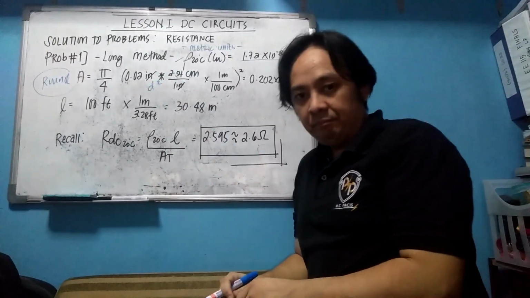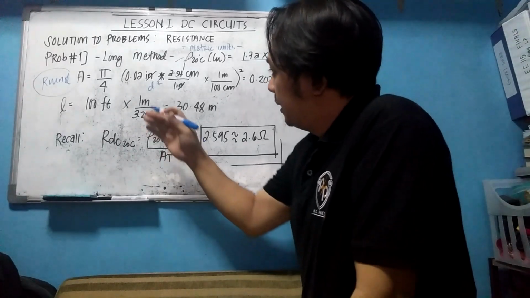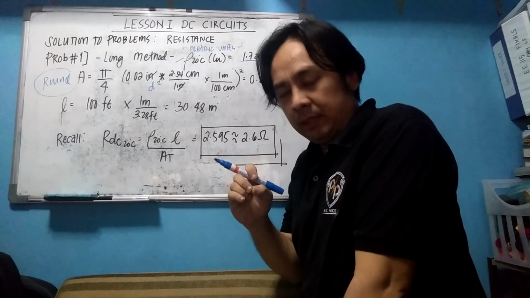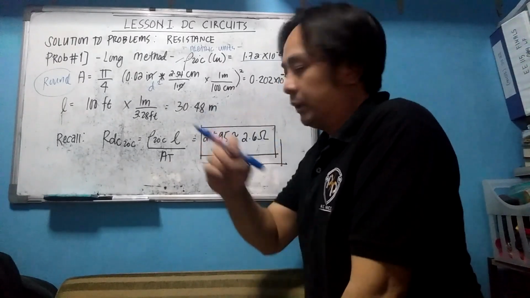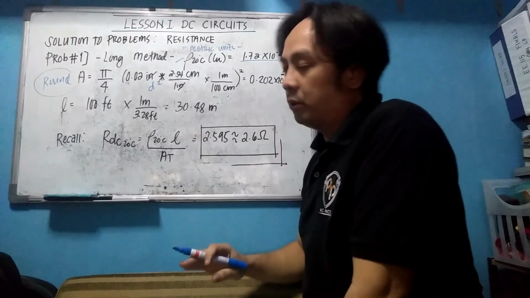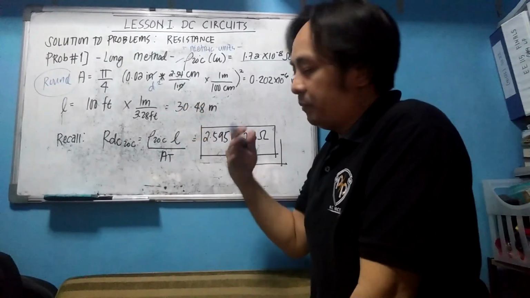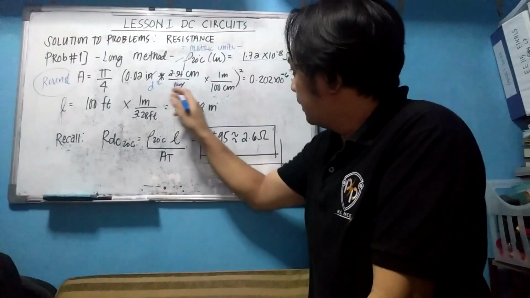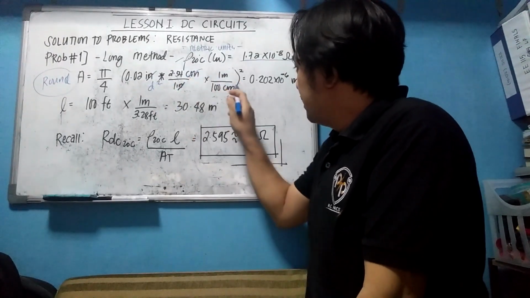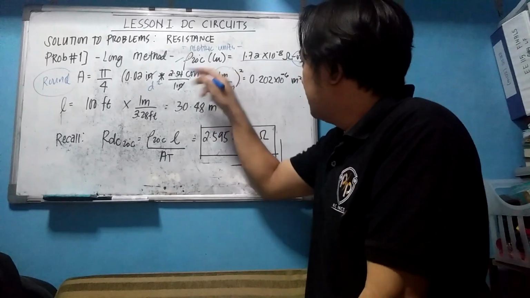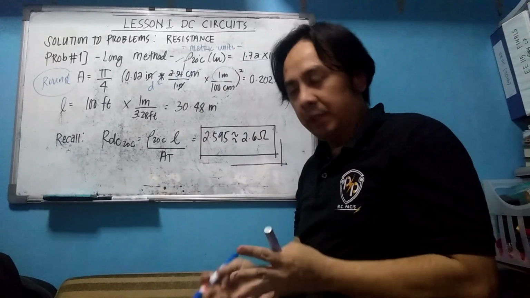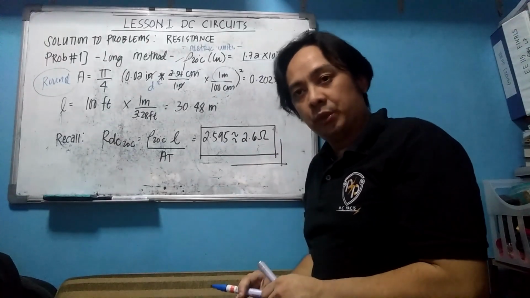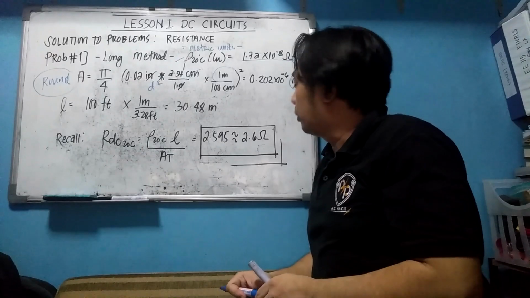d squared. Since we are given 0.02 inch, you need to convert it to meters using these conversion factors. In 1 inch, you have 2.54 centimeters. In 1 meter, 100 centimeters. So the units cancel, giving us a metric squared unit. The answer here is 0.02 times 10 to the negative 6, or micrometer squared.